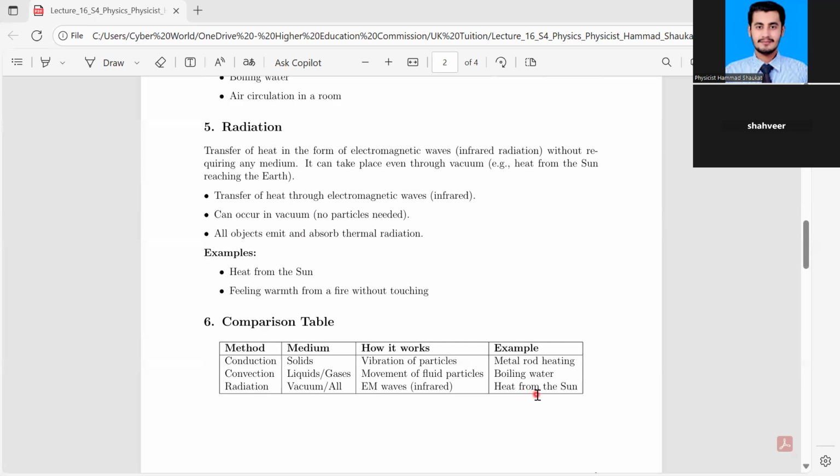So any question regarding radiation? Any question? No. Okay.